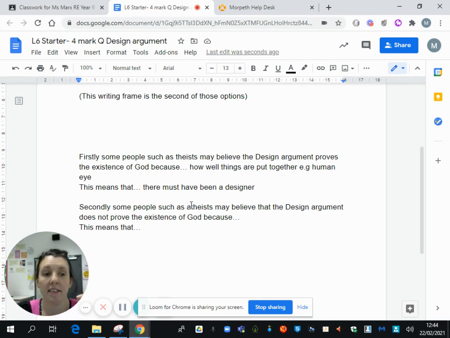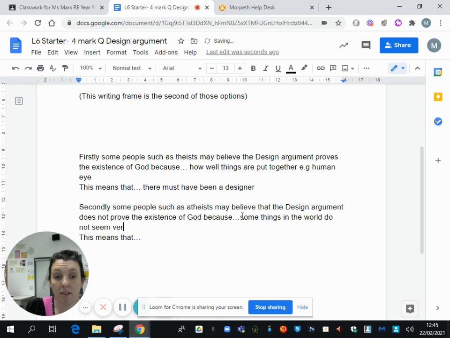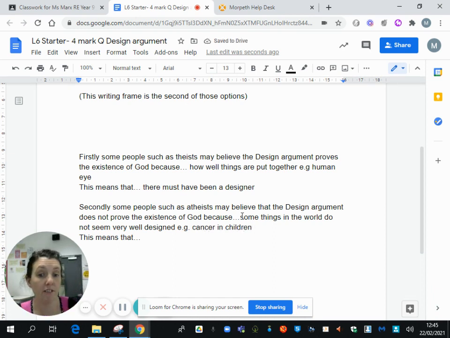Secondly, we're going to do the contrasting one as atheist. So the view is that it does not prove the existence of God because some things in the world do not seem very well designed. E.g., cancer in children. For example, that's a design fault. It's not very well designed if you have cancer in children.